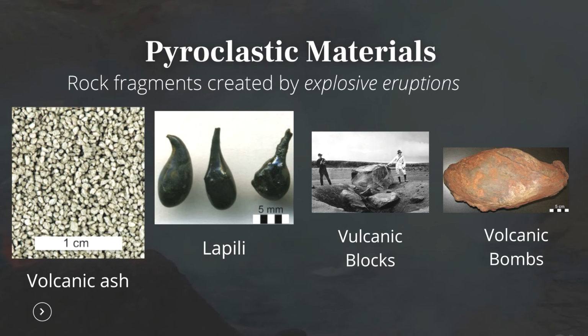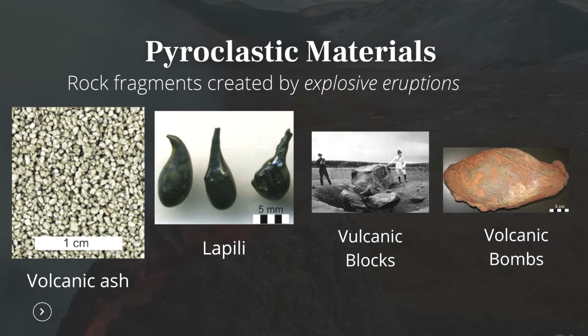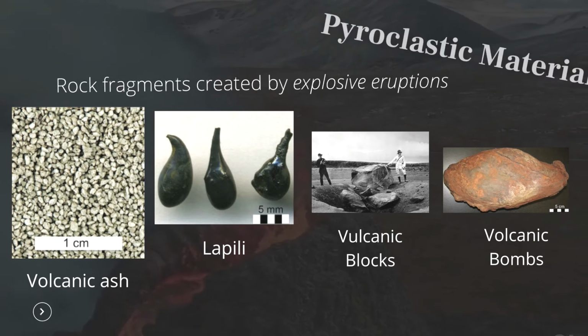The third material produced by volcanic eruption are the pyroclastic materials. These are rock fragments created by explosive eruptions. Volcanic ash, lapilli, volcanic blocks, and bombs are all pyroclastic materials. They are classified according to their sizes.